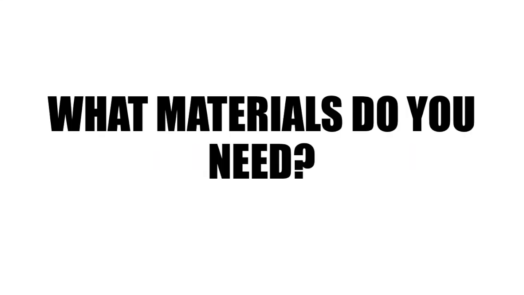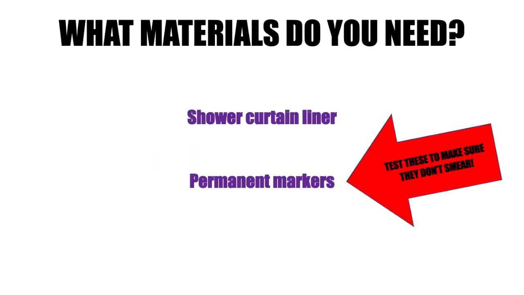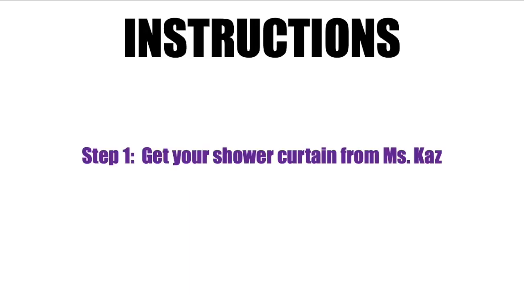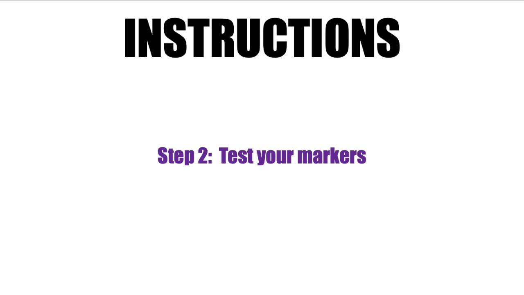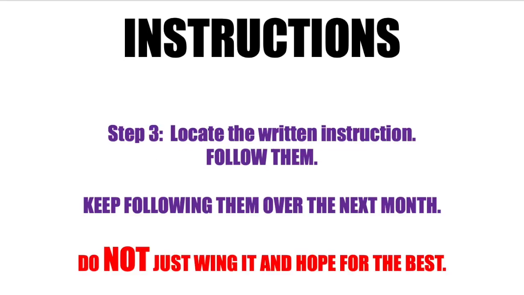Okay, so what materials do you need? First, you need the shower curtain liner. You can get that from me. Secondly, you need permanent markers. Test these to make sure that they don't smear. If you're looking at the set of written instructions, the first 2 steps are just to get those materials. Number 1, get your shower curtain, and number 2, test your markers and make sure that they aren't going to make a mess.